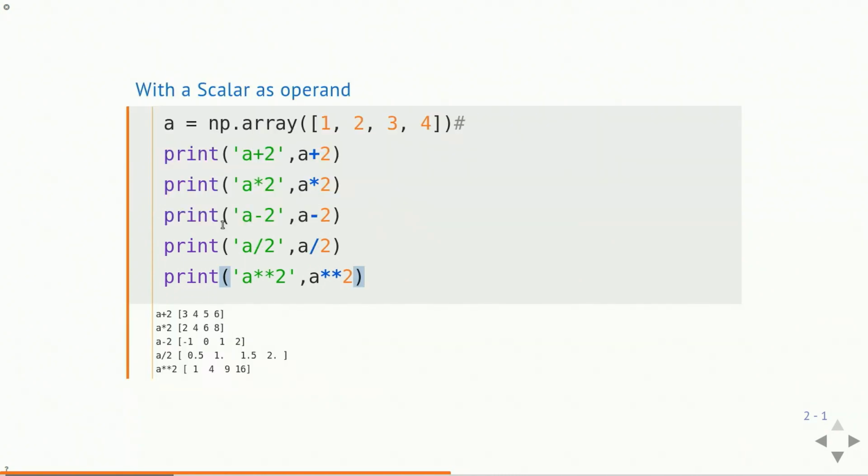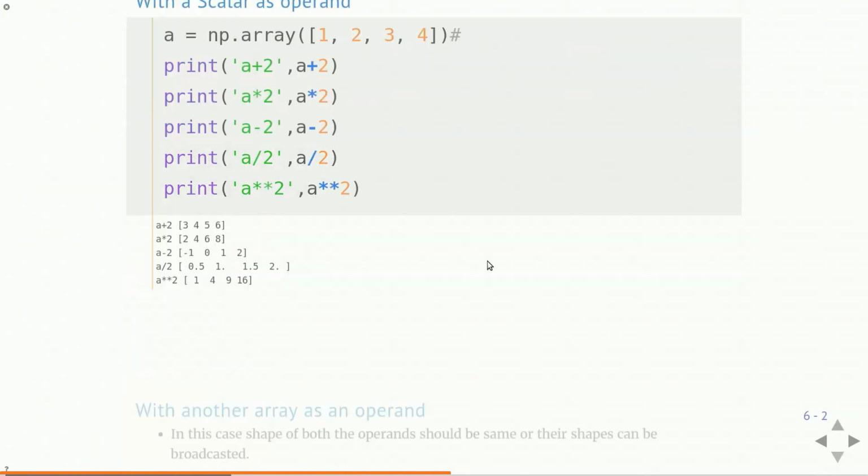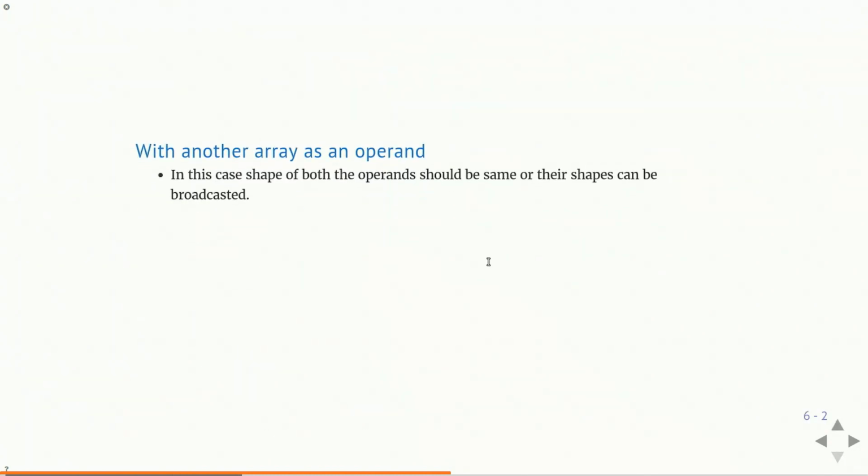So here it is. You can see that applying these operations results in new arrays with the operation performed on each element of the array individually. In the second case, both the operands can be of array type. However, remember you can apply the arithmetic operators only if both the arrays either have the same shape or their shapes can be broadcasted. We will see at the end of the tutorial what broadcasting means.